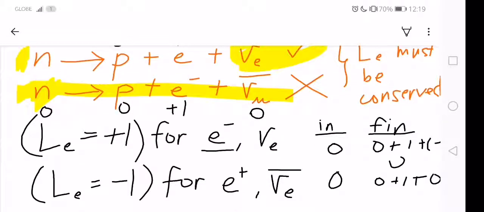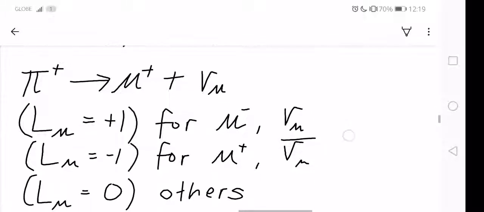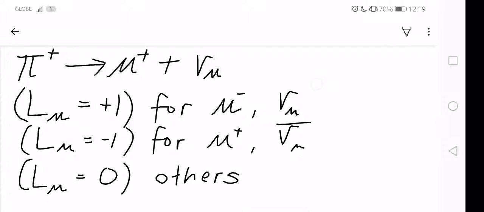Likewise, like the electron lepton number, there's also the muon lepton number. It accounts for positive 1 for the muon and the muon neutrino, and minus 1 for the muon plus and the muon antineutrino, and then 0 muon lepton number for the other particles.